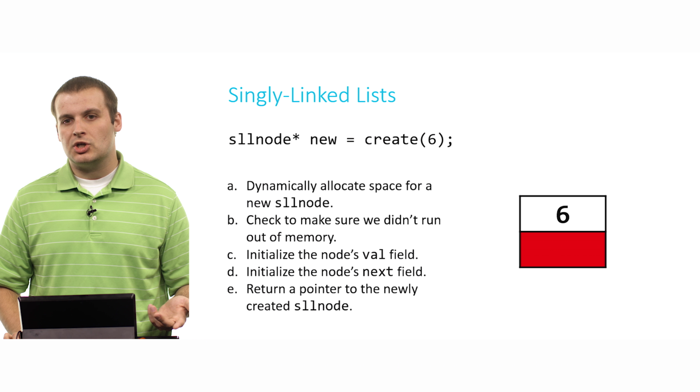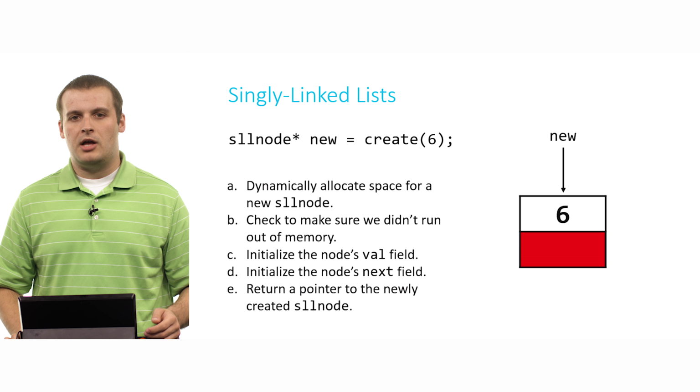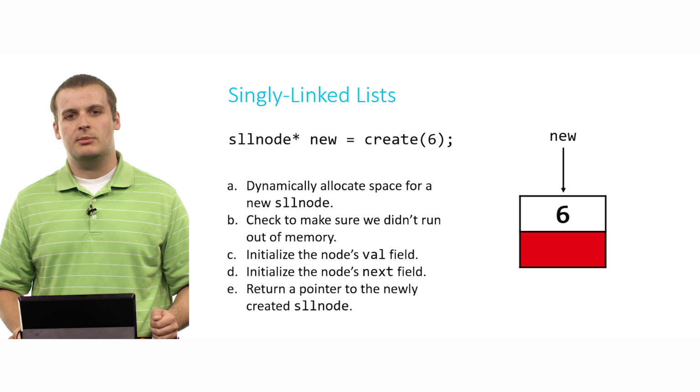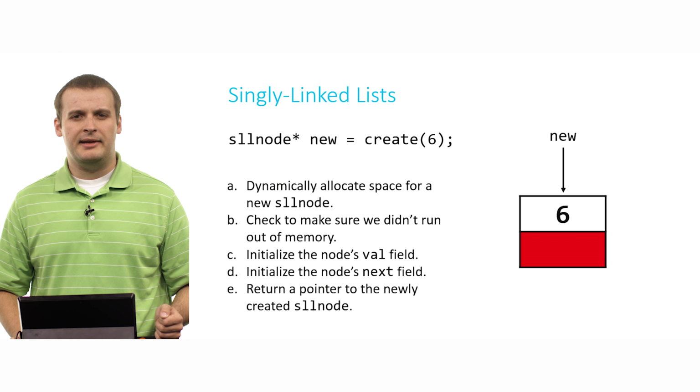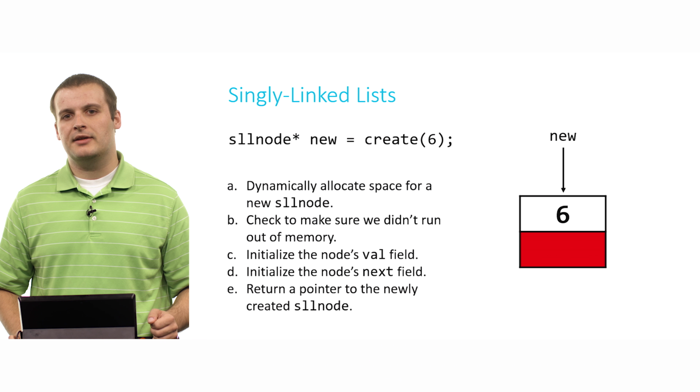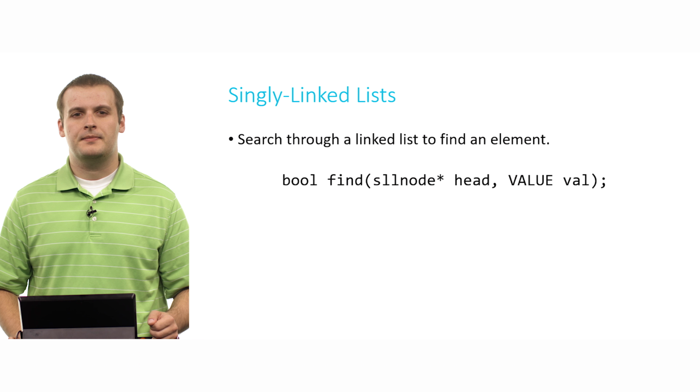And lastly, we just want to return a pointer to this node. So we'll call it new, and we'll return new so it can be used in whatever function created it. So there we go. We've created a singly linked list node out of thin air, and now we have a list we can work with.